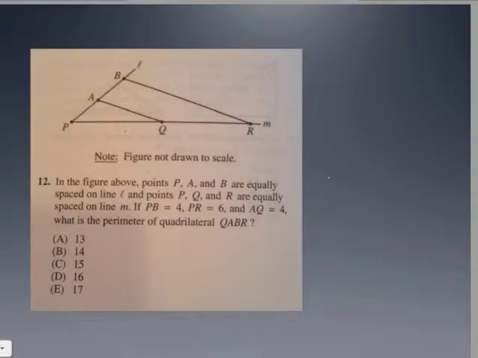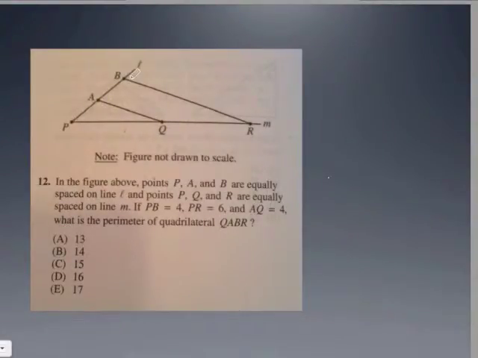Hi, this is another very good lines and angles SAT question. Let's go ahead and read the question first. And the very first thing I notice in trying to read the question is that the figure is not drawn to scale. In the figure above, points P, A, and B are equally spaced on line L, and points P, Q, and R are equally spaced on line M.